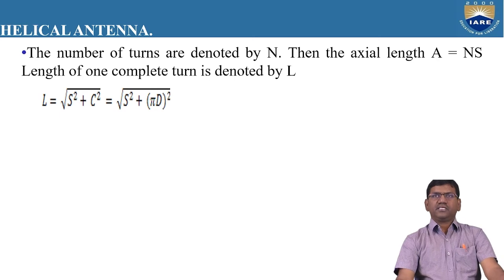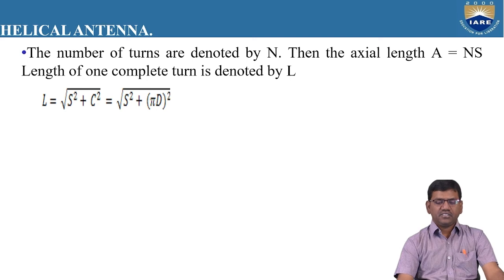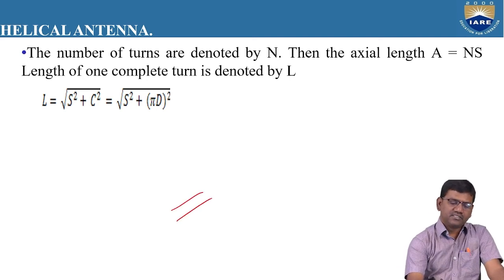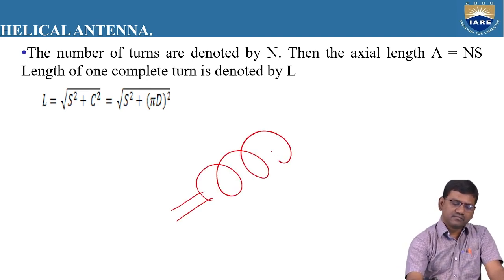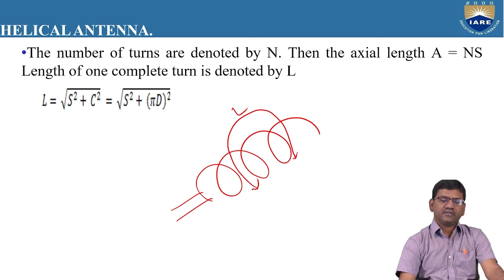The number of turns is denoted by N. If you increase the number of turns, the directivity of the helical antenna increases. The axial length is given by the number of turns multiplied by the spacing between the turns, so the axial length A is equal to N S. The length of one complete turn is denoted by L. So L means the length of one turn, from here to here.